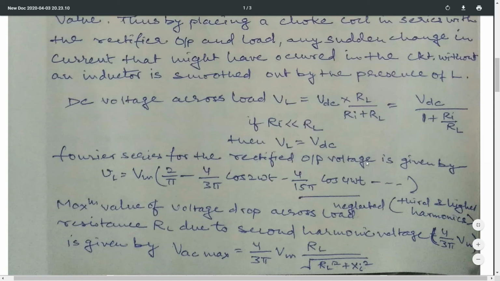Fourier series for the rectified output voltage is given by VL is equal to Vm 2 by pi minus 4 by 3 pi cos 2 omega t minus 4 by 15 pi cos 4 omega t. This is a DC component, this is second harmonic component, this is fourth harmonic component. Fourth and above harmonics can be neglected.